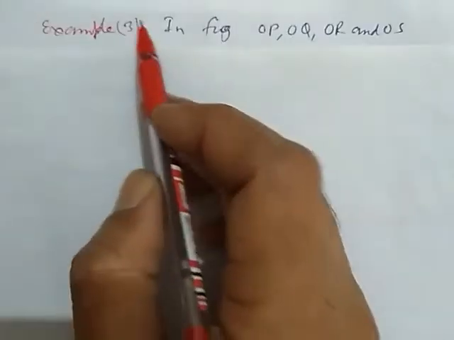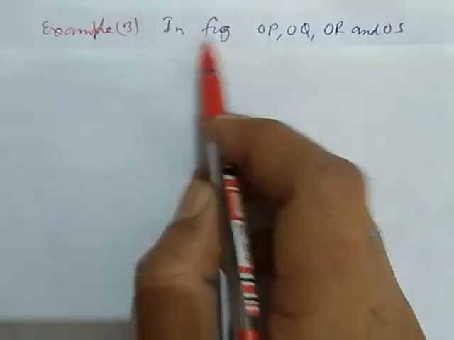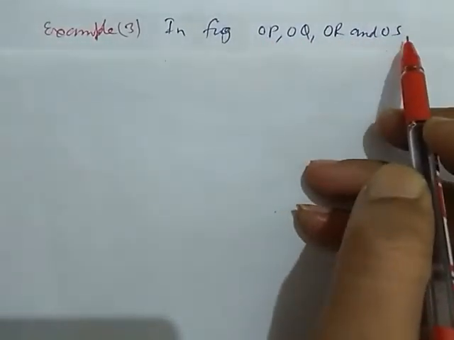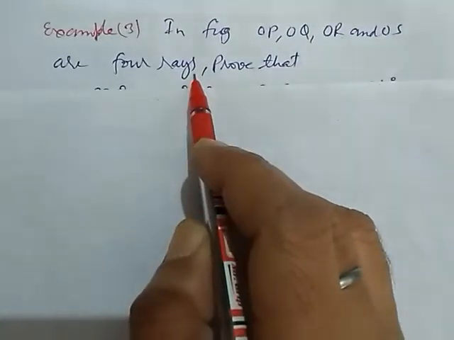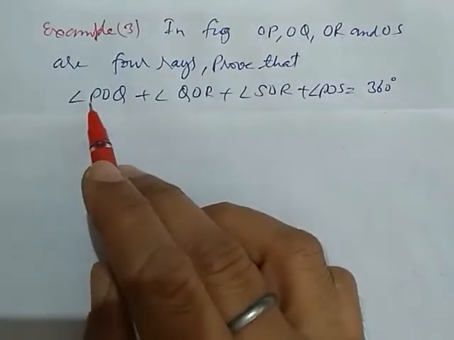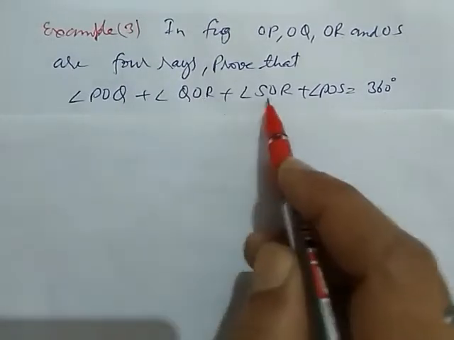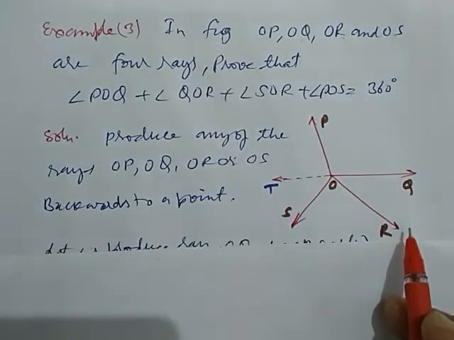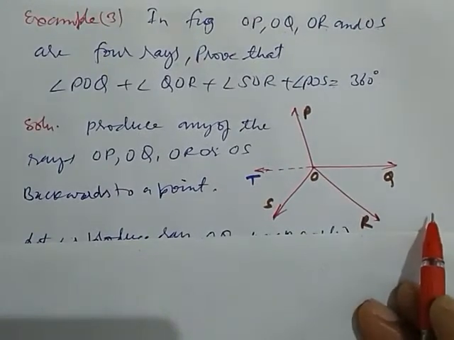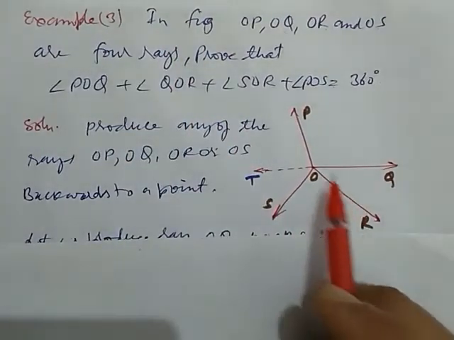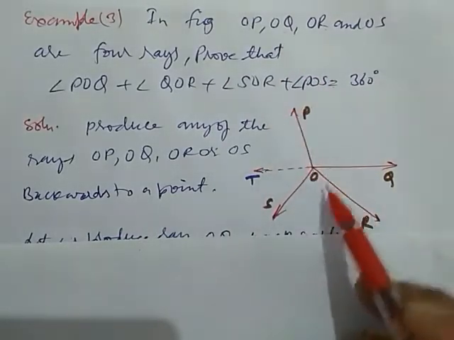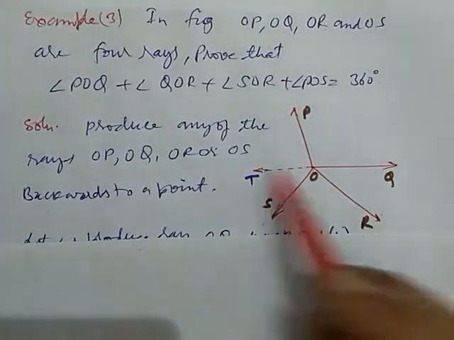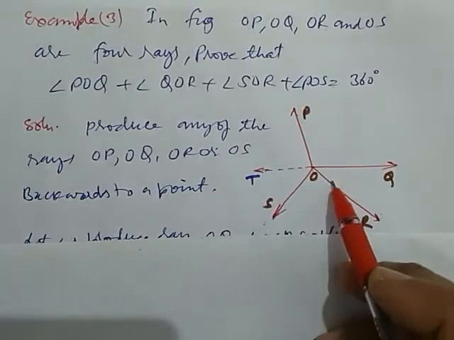Okay, now our third example. In the figure, OP, OQ, OR and OS are 4 rays. Prove that angle POQ plus angle QOR plus angle SOR plus angle POS equals 360. First we have to draw the picture according to the question. In this figure, this is OP, this is OQ, this is OR, and this is OS. These are the 4 rays.